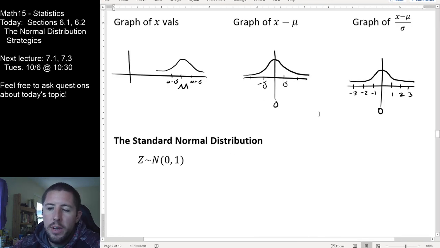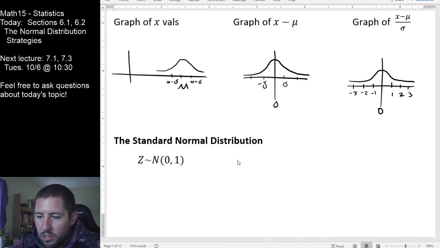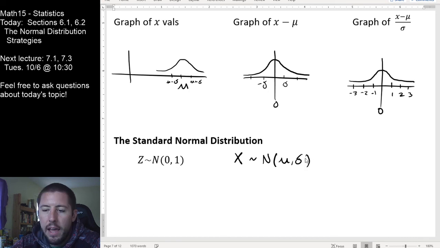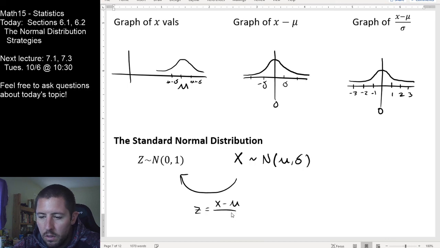So in general, we say that if any x variable is distributed normally with mu and sigma, then if we convert to z using our formula here, we should land in a normal 0, 1 distribution.